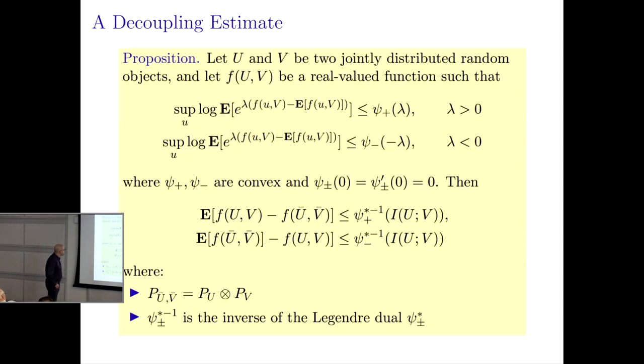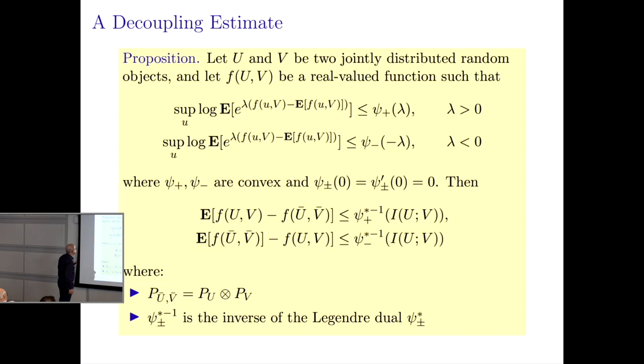Okay, so now this comes to one of these long looking things, but we'll need that. As I said, we need some ways of comparing expectations. We have some real valued function f, and this function is applied to two random objects, u and v. We need to see how far, as far as this f is concerned, u and v are from independence. One way of introducing a proxy that has independence is to consider u bar and v bar that have the same marginal distributions as u and v, except they're independent. And we want to look at the difference of expectations of f on the original jointly distributed pair uv and its decoupled counterpart u bar, v bar. So here's one estimate.